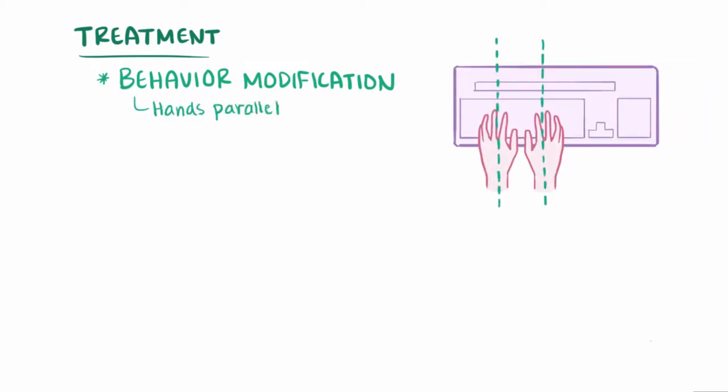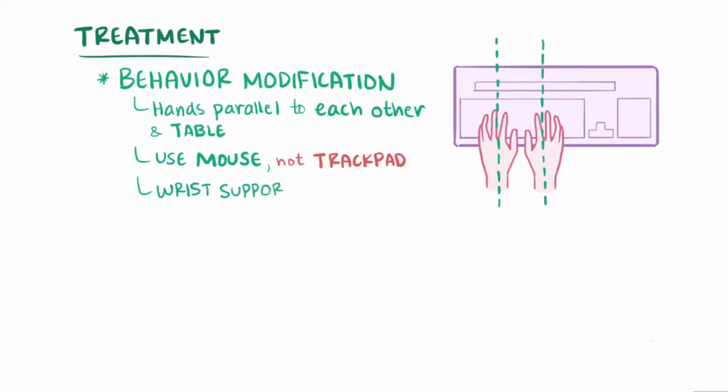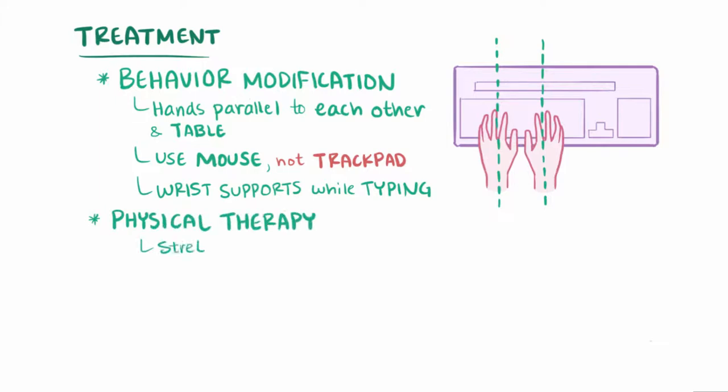Changes like keeping the axis of the hands parallel to each other and the table, using a computer mouse instead of a trackpad, and wearing wrist supports and splints while typing can all be super helpful. Physical therapy in the form of stretching and isometric exercises can also help relieve symptoms.